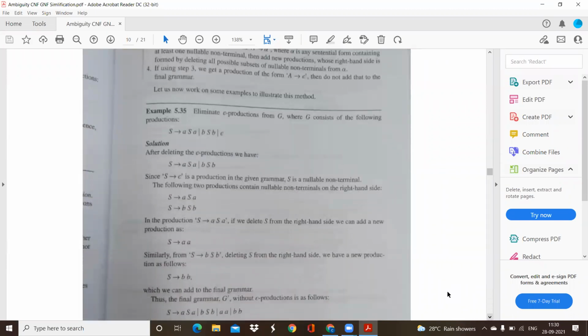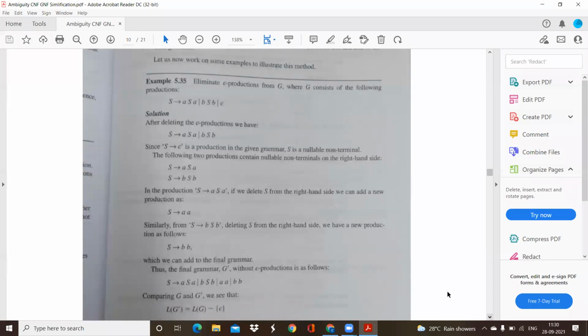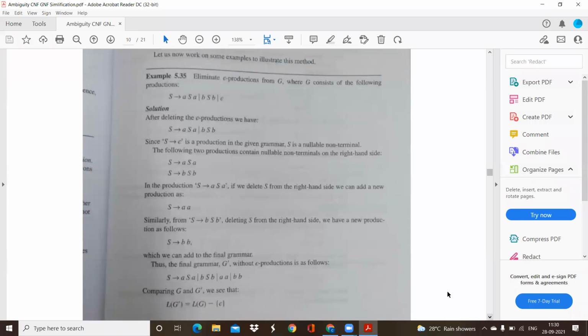So see here, 5.35. Here you have S derives ASA, BSB, and epsilon. So now, after deleting the epsilon production, what will you get? You will get these two alternatives, right? Since this production rule is removed.